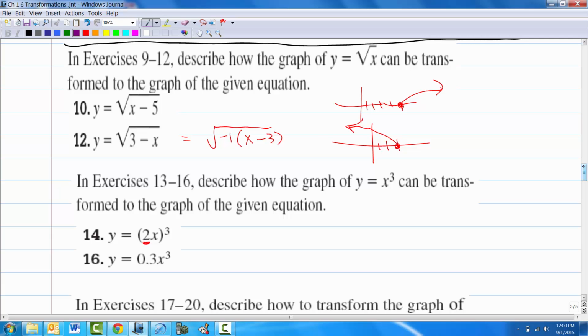X minus 5 on the inside. Which way does this go? Right 5. And I threw the picture there. So knowing what this picture looks like and then graphing it real fast by moving it right 5. But this one's a little trickster. A little sneaky. 3 minus x.